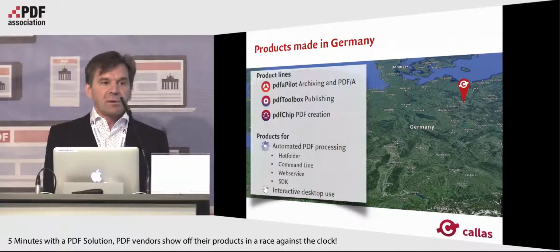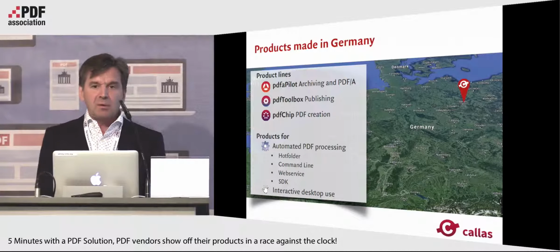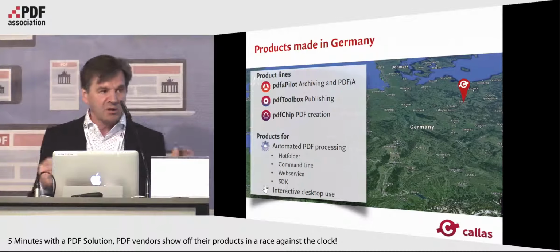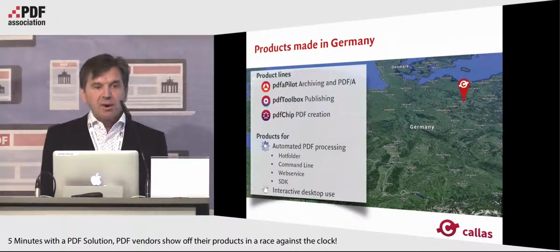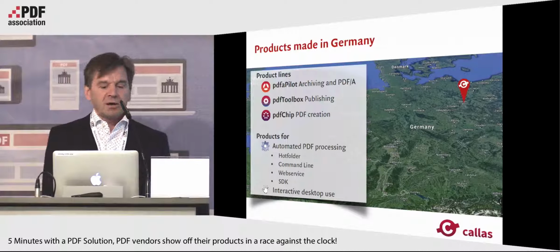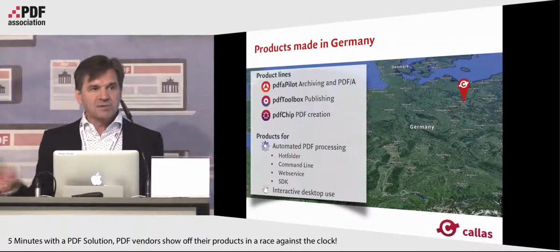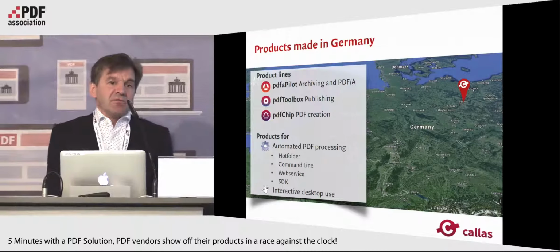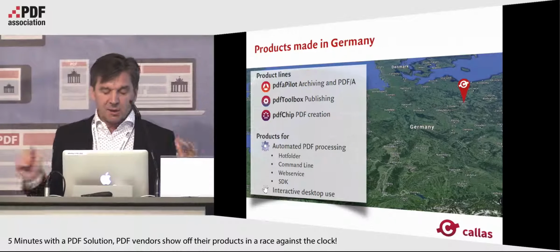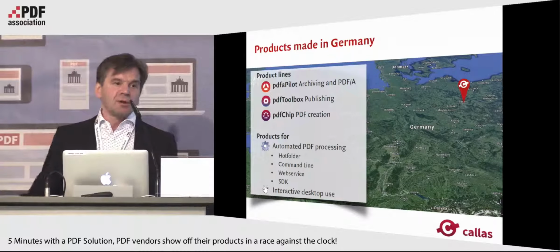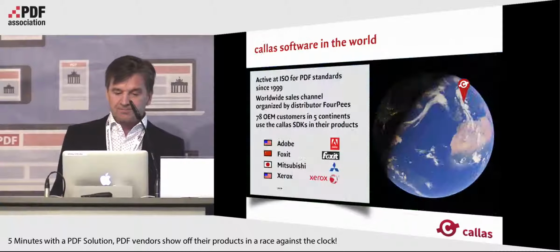and look at Germany, then we are there, as you can see, and we're developing software in Germany, and we have 3 products: PDF Toolbox that I've mentioned, and that I will give you more information later on, and then we have PDF-A Pilot for archiving and PDF Chip for PDF creation. All of these products are available for interactive use, so you can use them interactively, but as of today, I want to introduce you to the automation thing and specifically into the library.